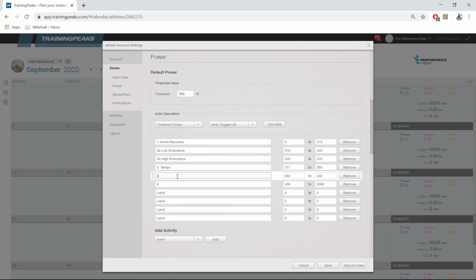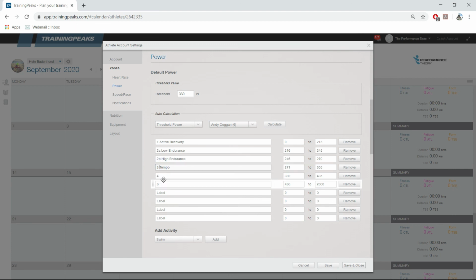Then for the threshold, it's basically the same thing. Zone 4 is classified as anything from 91% to 105%. So if we're working on 360 as our FTP, this means that the threshold range would be 52 watts. Now that once again is a huge range to be working in, and I believe we can be a lot more specific in our approach here.